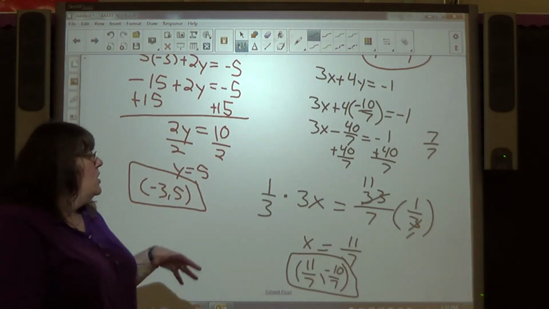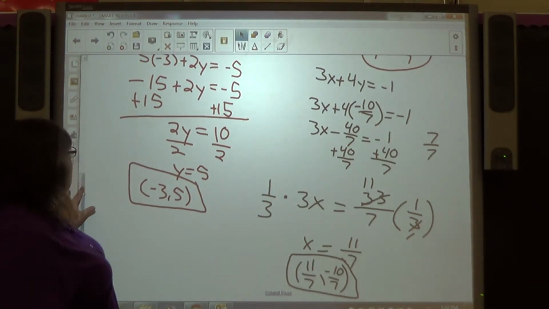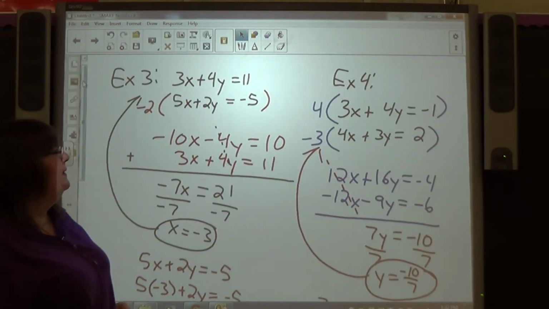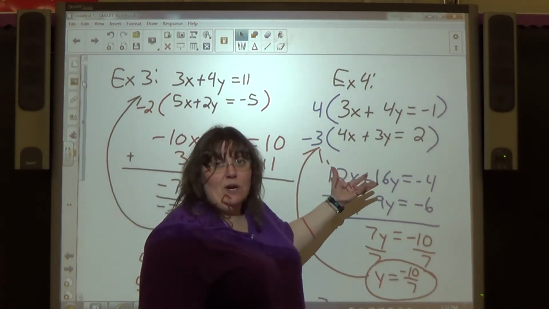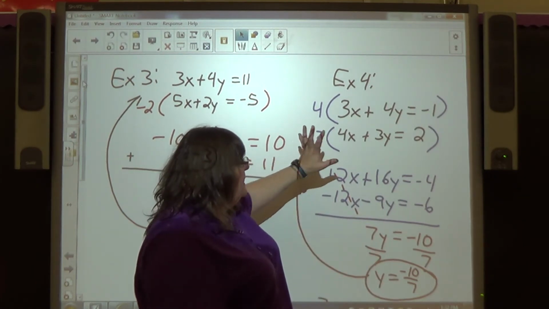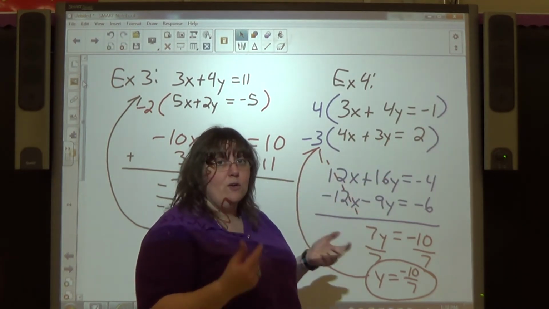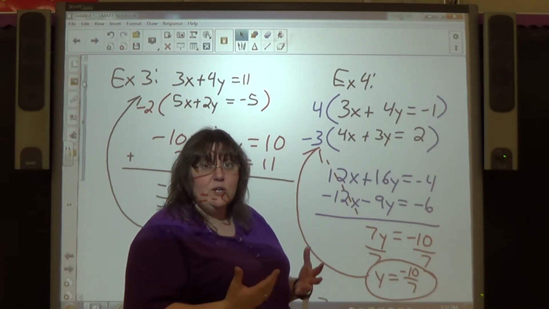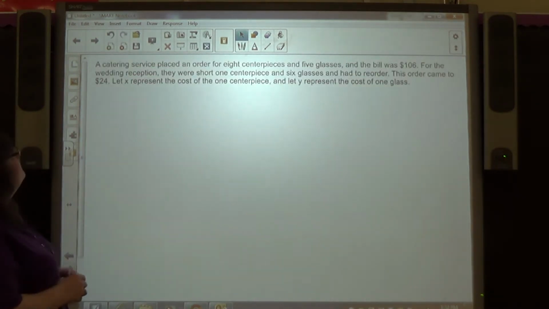Okay? So that's the elimination method. You have to really look at the problem to determine what you need to do. If you have different numbers and all positives, you have to figure out which one you want to eliminate. It doesn't matter. Flip a coin if you want. But you need to pick one of the variables to eliminate. And then you have to manipulate the equations to get the same number, opposite signs in front of that variable. Then you can add them. Okay? So that's elimination. Now let's apply it.